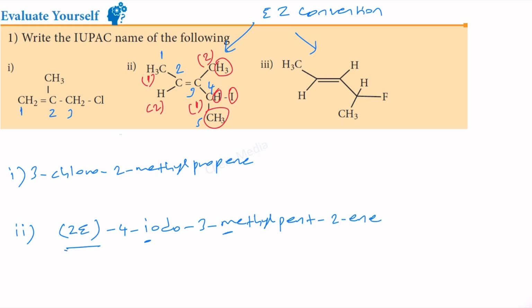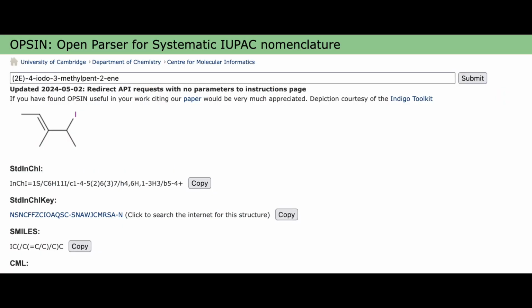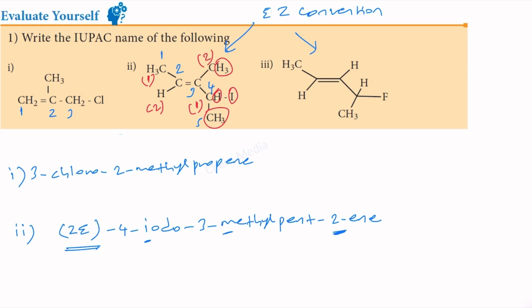This 2E signifies the geometrical isomerism at position 2. This 2 represents the double bond. This is the way we do the IUPAC nomenclature whenever there is geometrical isomerism, considering the EZ convention. For this particular example, let me show you in OPSIN how the structure will look like. Now let's move to example 3.